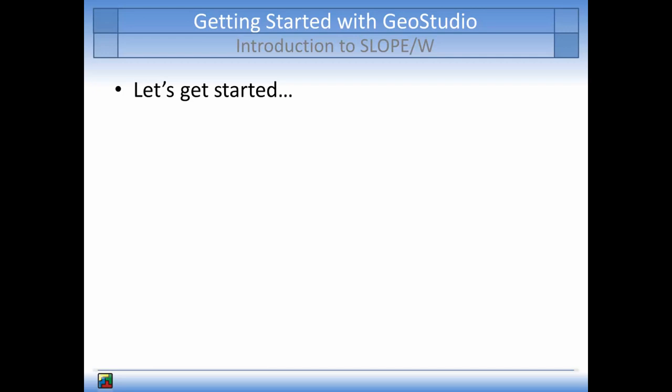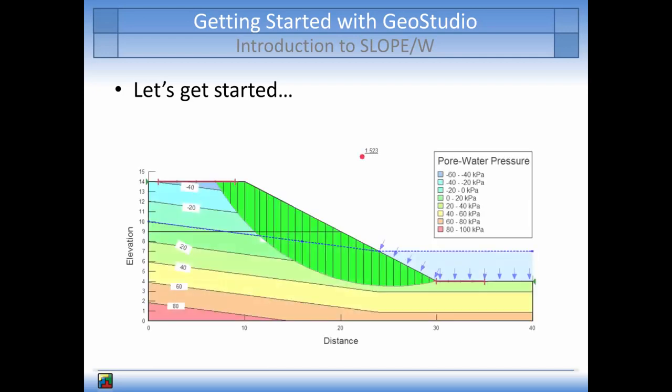So, let's get started. Here you can see some results of a stability analysis that was conducted in SlopeW. Here, SlopeW was used to determine the minimum factor of safety and the critical slip surface for the profile shown. The pore water pressure contours and defined piezometric line are also shown.